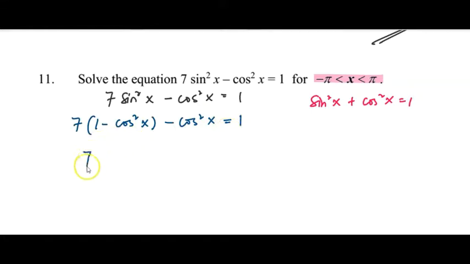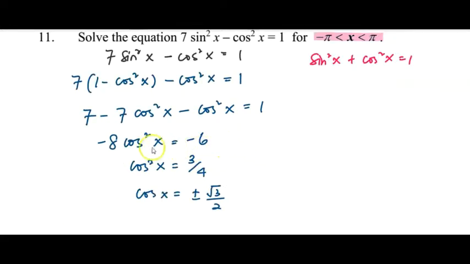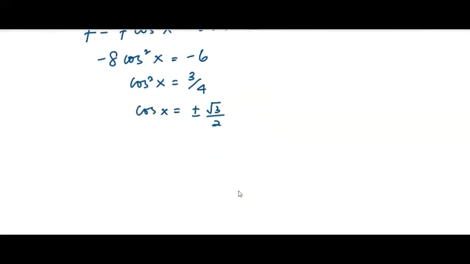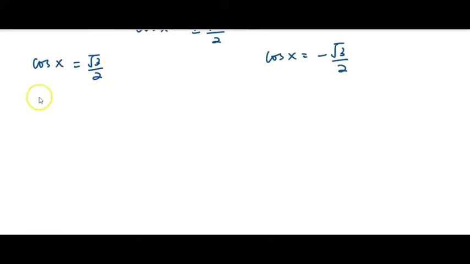So now you have 7 minus 7 cos squared x minus cos squared x equals 1. So arrange it nicely and solve it. You will have cos x equals positive negative root 3 over 2. Okay, so now you got two equations to be considered. Now we're going to solve for these two equations. Firstly, get your basic angle by finding the arc cos of root 3 over 2. It's going to produce a special angle that is 30 degrees.